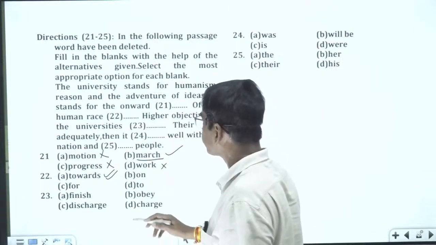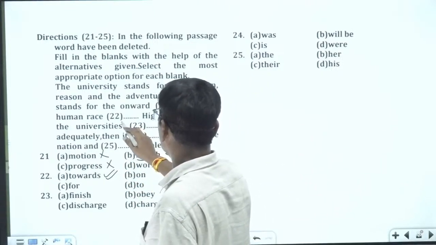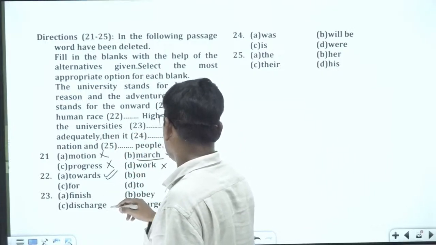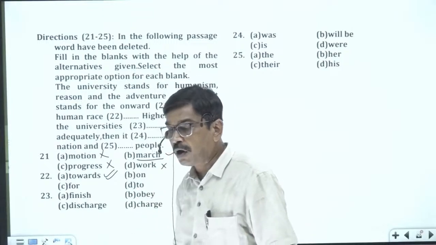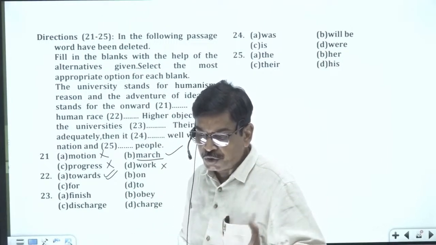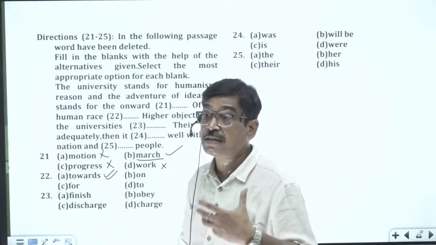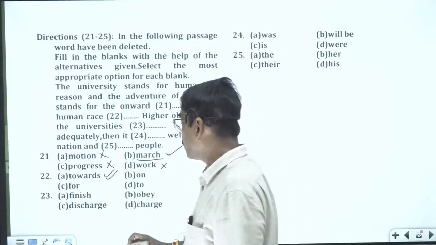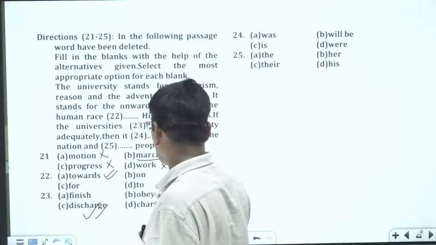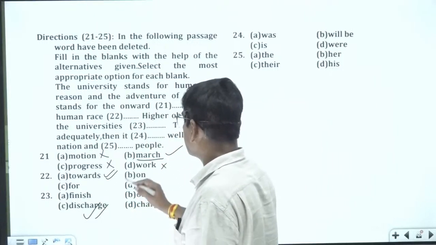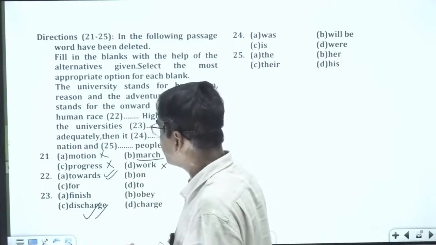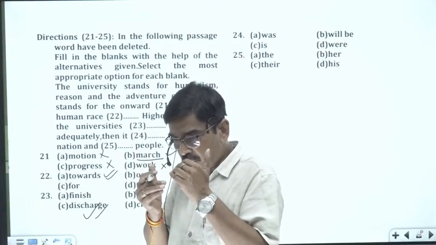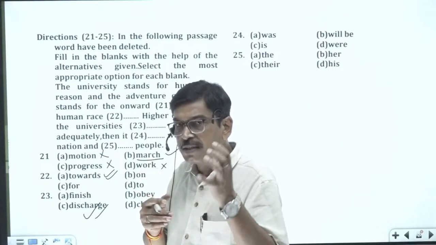And next, towards higher objectives. If the universities, 23, if the universities, their duty. We all know that if you want to talk about duty, you discharge your duty. That is the important thing. Execute. Just in the sense of discharge your duty. So discharge is the correct answer, not obey or finish or charge. Discharge and duty is a very common combination, and whenever we talk about duty, the suitable verb is discharge.